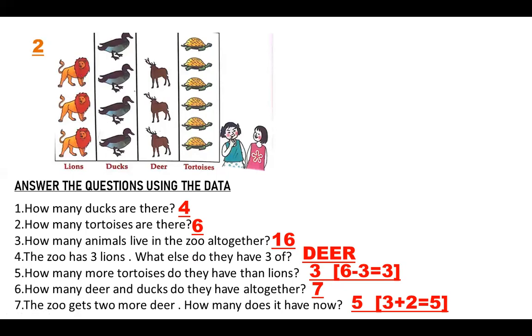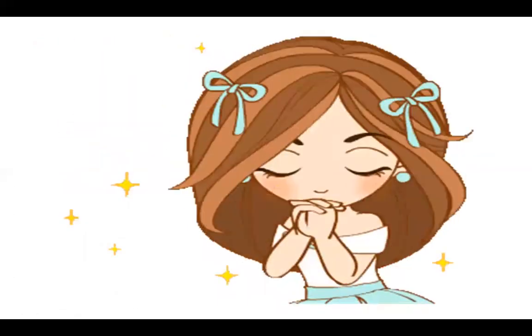Okay, children. How many deer and ducks altogether? Count. 1, 2, 3, 4, 5, 6, 7. Okay. Now you get 2 more deer. If they get 2 more, how many deer altogether will there be? 5. Understand, children?